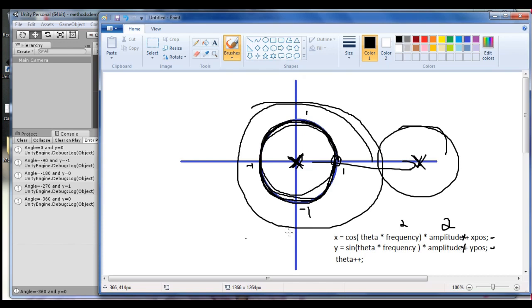Maybe you want to rotate the object around this point. Then you have to add x as well as y. You have to add the x and y values so that the object will be rotating around here.